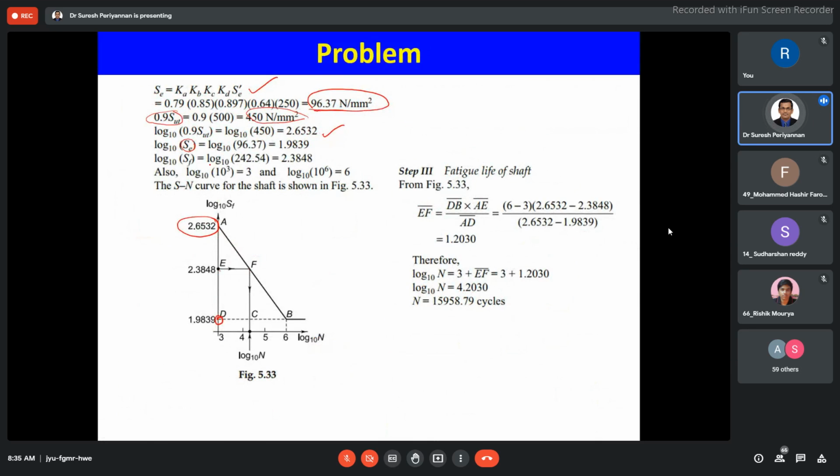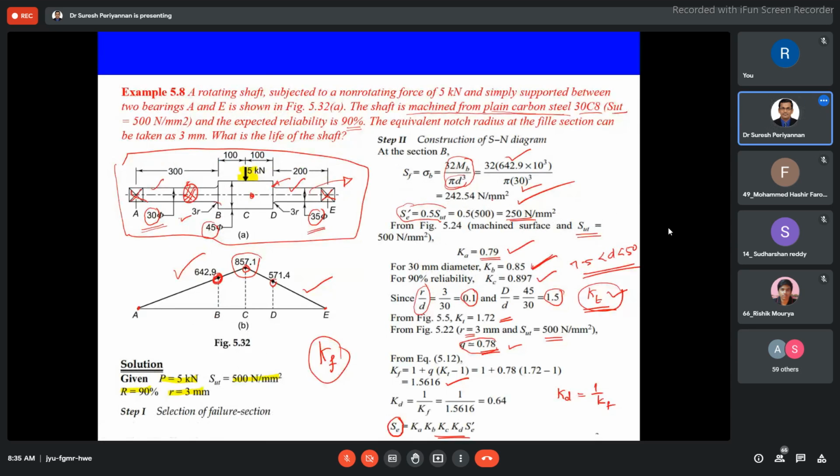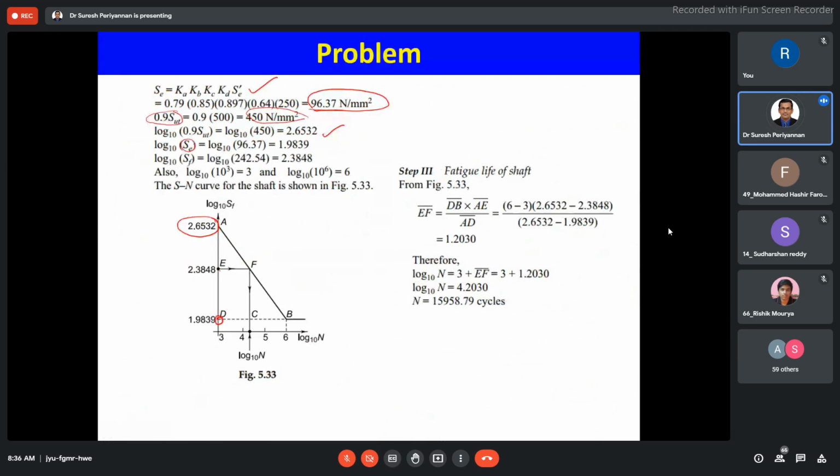Here the bending stress is given. We know the bending stress. The actual stress subjected in the material is nothing but the stress amplitude, 242.54. Corresponding to that, we have to find out how many cycles the material completes. What is the life of this shaft? That's what we are considering here.